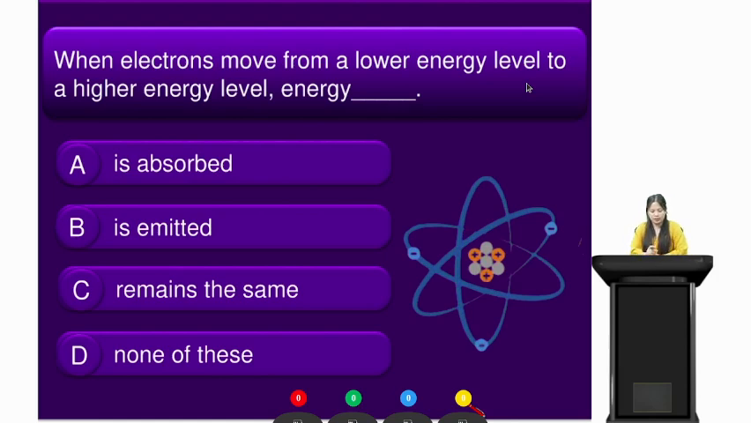Alright students, your time is up. Yes, we have discussed that when electrons move from a lower energy level to a higher energy level, energy is absorbed. So option A is the correct answer. Now, when electrons jump from a higher energy level to a lower energy level, energy is emitted.